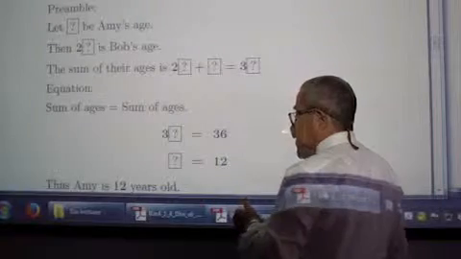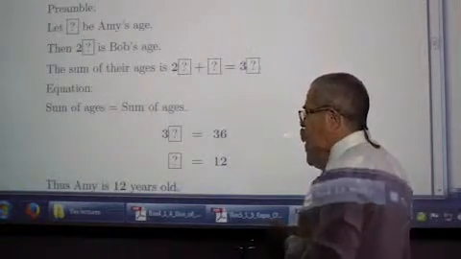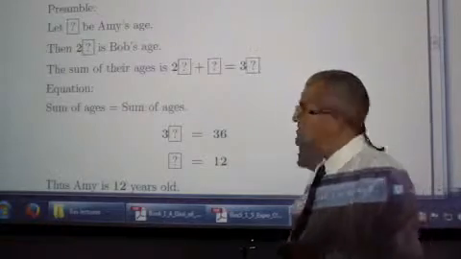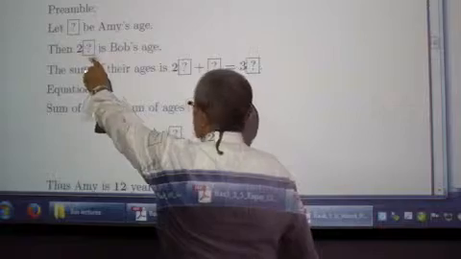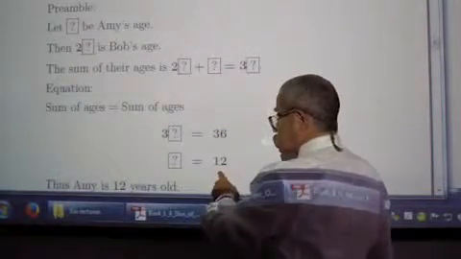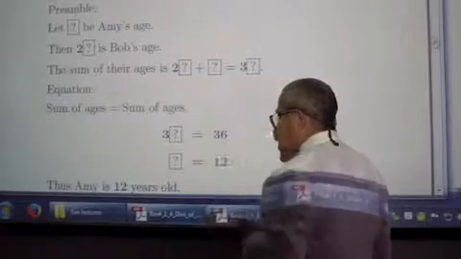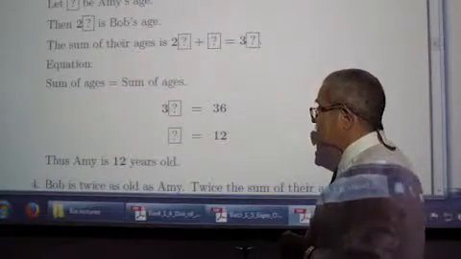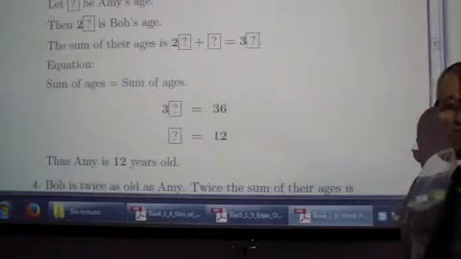Check yourselves. If Amy is 12 years old, how old is Bob? What was it again? 2 times Amy's age, so 24. And is 24 plus 12 equal to 36? Yes, it is. So Amy is 12 years old.